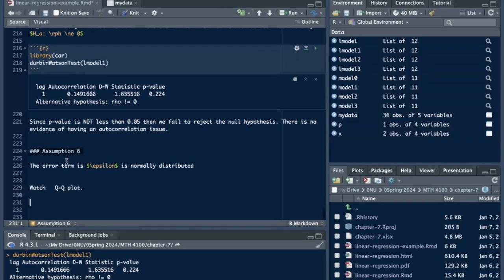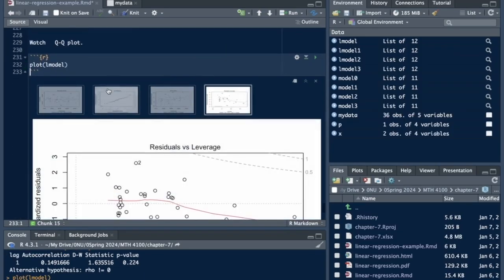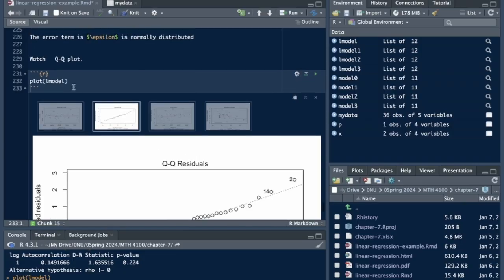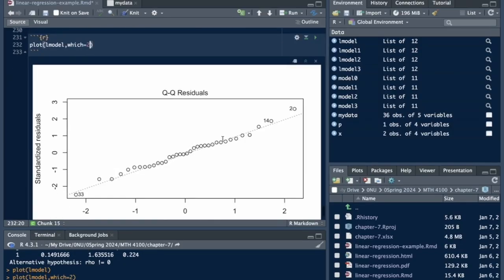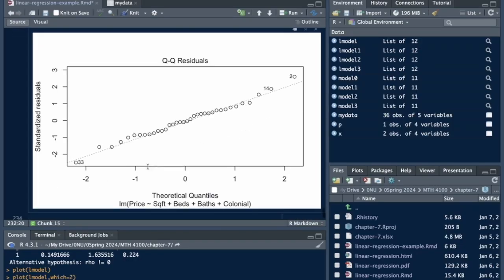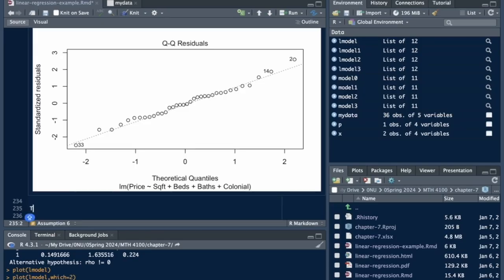What do we expect? The points of the QQ plot have to form... let me just show it to you. Plot lmodel1, and let's look at the QQ residuals. What do we expect to have for normally distributed residuals? We expect the points to be on the straight line. And they are almost on the straight line. Oh, we have some outliers. That's okay, just 1 or 2 outliers. That's fine. Most of the QQ residuals are on the straight line, so we can say that the residuals follow a normal distribution.